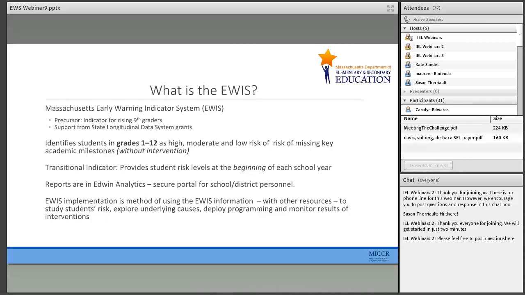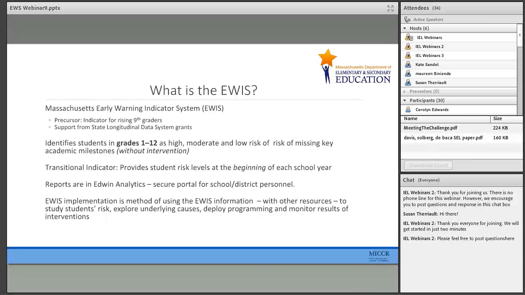So in Massachusetts, we have our Early Warning Indicator System, or EWIS, and as mentioned, we worked really closely with AIR in developing this system. Before building out this whole system, we did have a precursor, an indicator for rising ninth graders, looking at whether or not they were on or off track for graduating high school. And folks who used it in the field said, this is a great piece of information. However, sometimes our ninth graders are so far off track, it would be great if we knew about them earlier. And other folks said, that's great to have that piece of information for that group. However, I'd love to know about how my kids are doing as they enter 10th, 11th, and 12th grade. So there was interest in expanding this one indicator into more of a system.